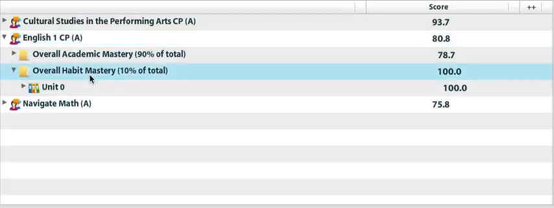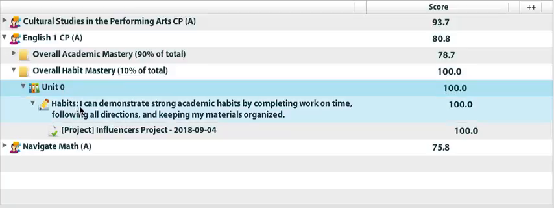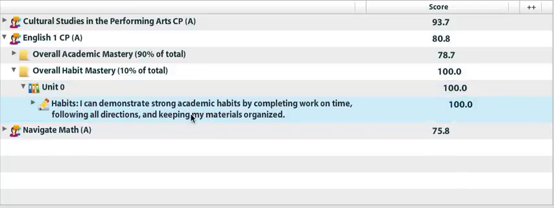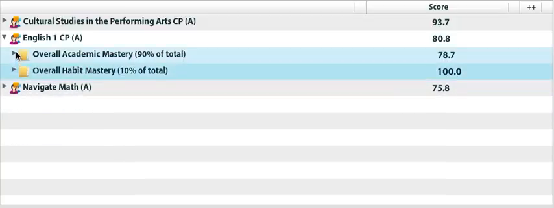So for example, if we click on the student's habit mastery section and then click on Unit 0, the unit we're in, and then this is a learning target. I'll just close it so you can see how it looks before. Learning targets always start with "I can." So this one says, "I can demonstrate strong academic habits by completing work on time, following all directions, and keeping my materials organized." So this assignment, Influencers Project, is under this learning target because part of this project was completing the work on time. This person did complete it on time, so they got 100%. So for this category, for the part of the assignment that was turning it in on time, they got an A. Now we can close this section and look at the academic mastery section.